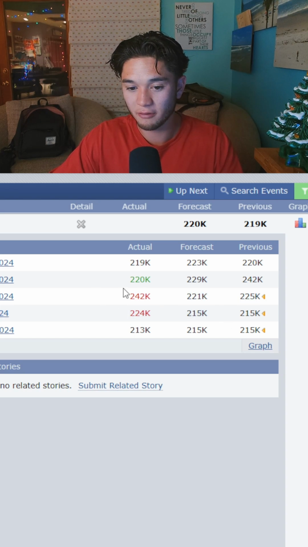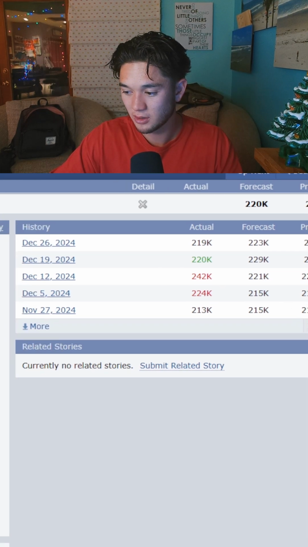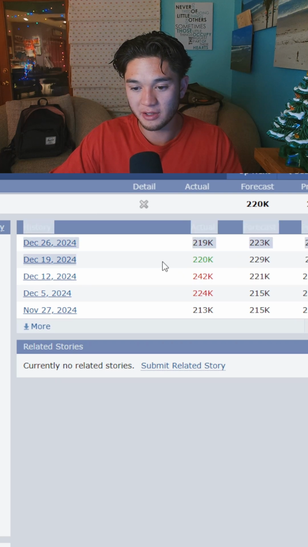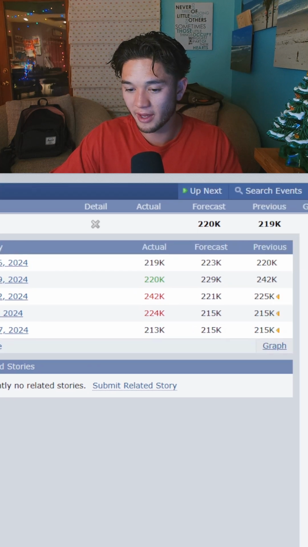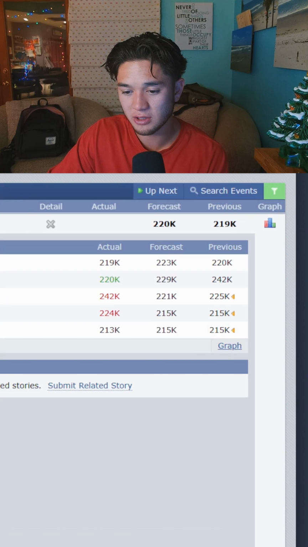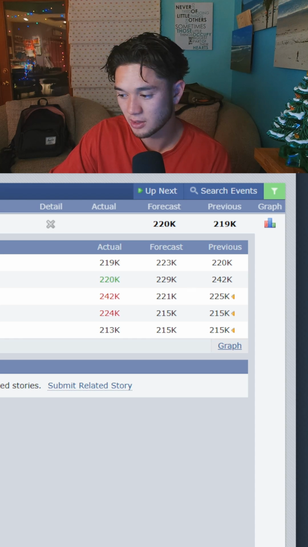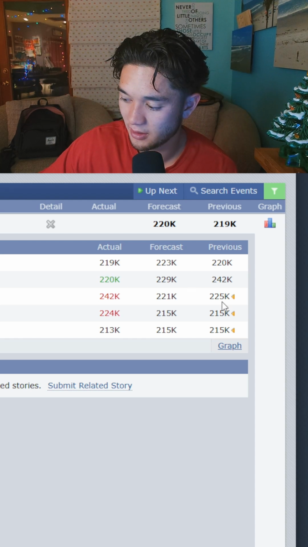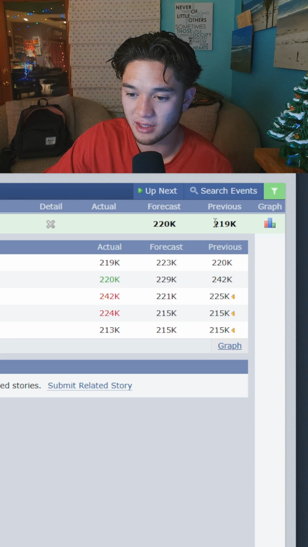This is something you want to be aware of, looking at the history of the previous economic releases for that category. As you can see, when we have numbers that are higher, we actually put in bearish price. When the number is lower, we have green, so we put in bullish price. Want to be aware of that. And then the previous is obviously the amount that we had before.